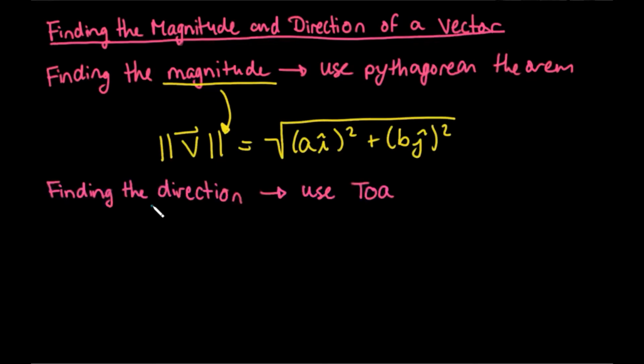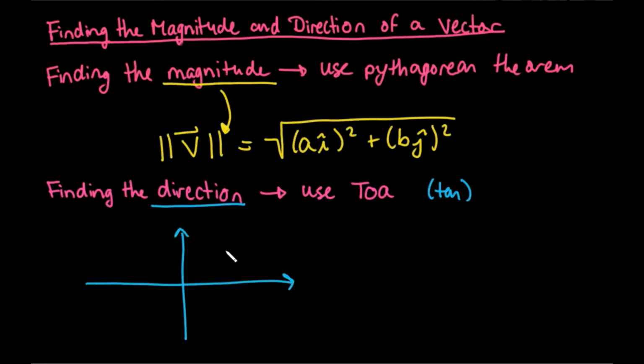When we're finding the direction, we're going to use the TOA from SOHCAHTOA. So in other words, we're going to be using tan to find our angle. Now, when we're looking at our direction, we have to identify the quadrant that our vector is in. Now remember, quadrants start like this. This is quadrant 1. This is quadrant 2. Quadrant 3, and quadrant 4. Remember, we use Roman numerals for these.